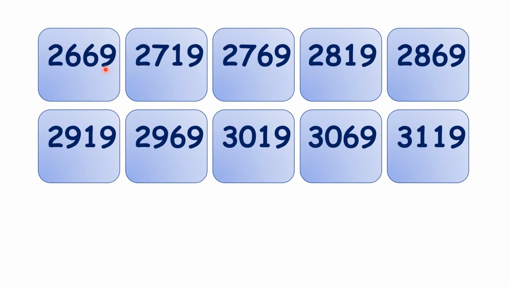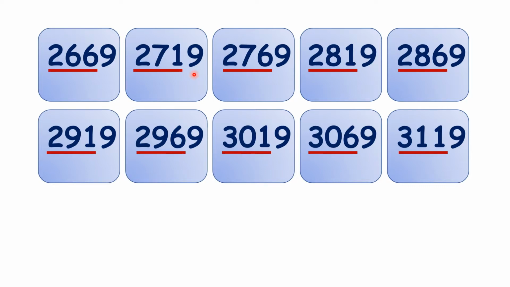So the units digit always stays as 9, and that's because if we're counting in steps of 50, it's the same as we're adding tens, not units. But if we ignore the units, we can see that counting up in steps of 50 is the same as counting up in steps of 5.